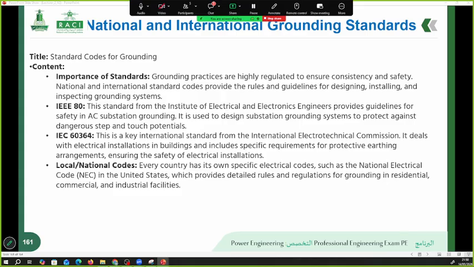They provide detailed, legally enforceable rules for grounding in residential, commercial, and industrial facilities, ensuring a high level of safety for everyone. Adherence to these standards is non-negotiable for everyone working with electrical systems.